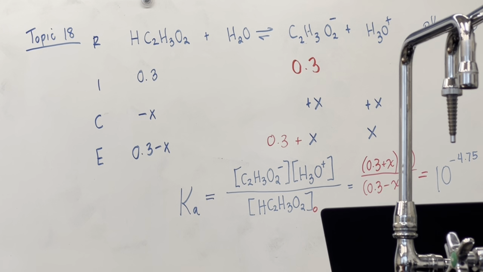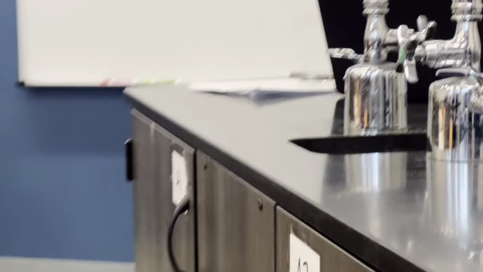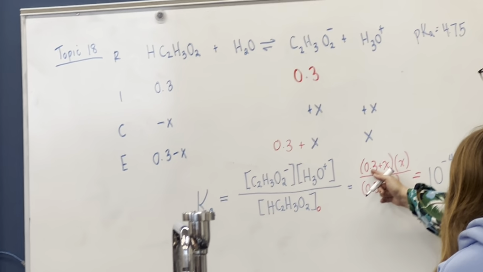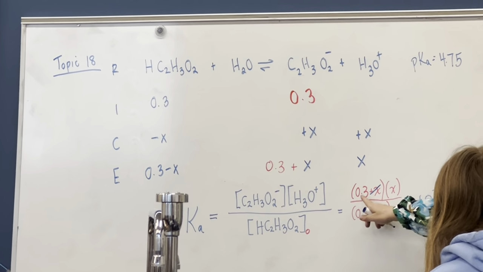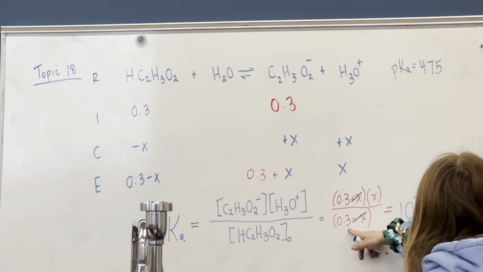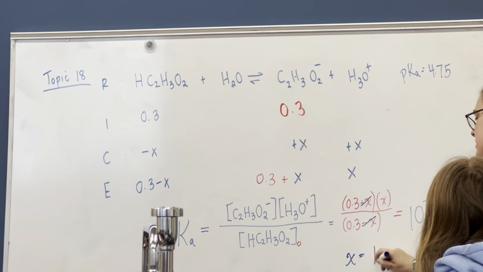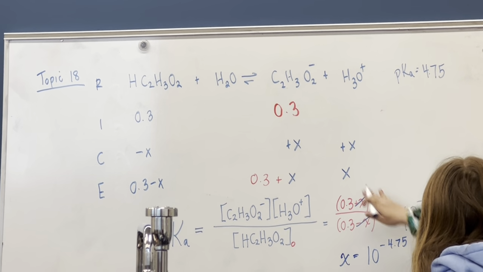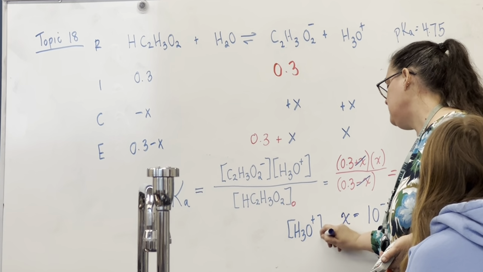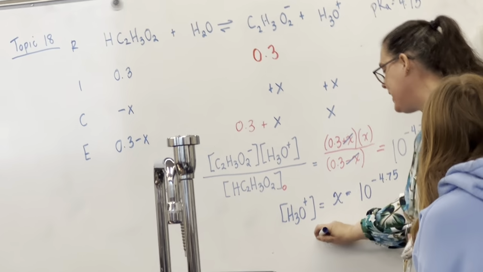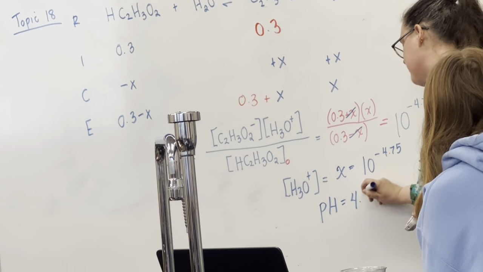Everyone cool with that? Do you think I'm actually going to solve that quadratic? What am I going to do, Raimi? I'm going to assume that x is small compared to the initial concentration. I'm going to assume that both of those x's are negligible. Then I got 0.3 over 0.3, what's that? That's 1, so x is equal to 10 to the minus 4.75. But x is also the concentration of hydronium. So x is 4 points. No, x is 10 to the minus 4.75. The pH, I think you're just a step ahead of me, yeah, is 4.75.